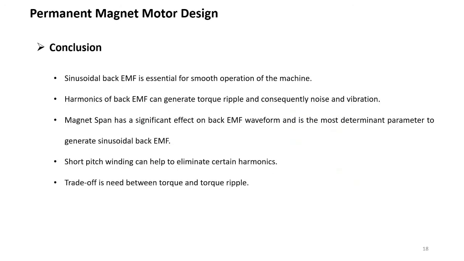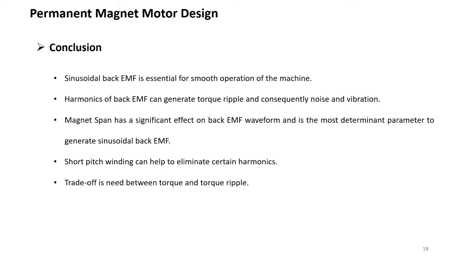So let's make a conclusion, okay? As a conclusion, the sinusoidal back EMF is essential for smooth operation of the machine. You saw that if we have harmonics and the waveform is not sinusoidal, we are going to create ripple, which is noise and losses. Then we saw here that the magnet span has a very significant effect on the back EMF waveform, and is the most determinant parameter to generate sinusoidal back EMF.